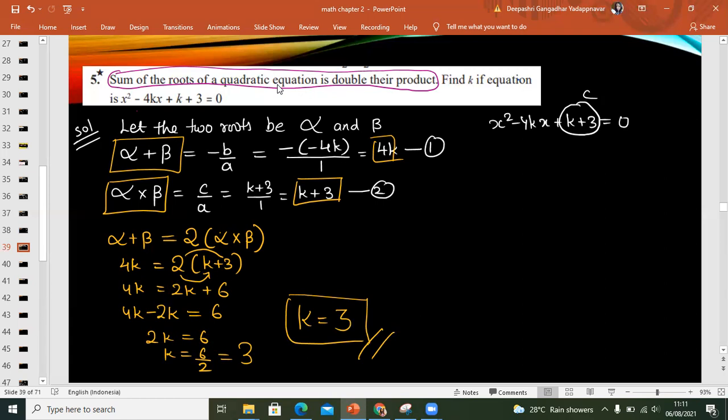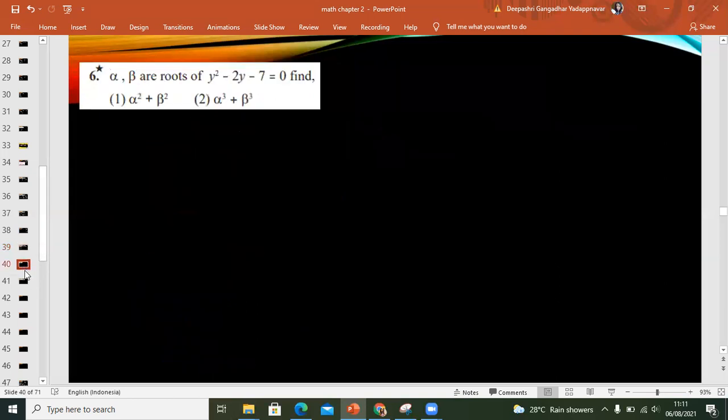Okay, let's go to next question. Question 6. Alpha, beta are roots of equation y square minus 2y minus 7 equal 0. Then the question is asking you to find alpha square plus beta square. And the next question is alpha cube plus beta cube. To solve this question, we have to first find out what is alpha plus beta value and what is alpha multiply beta value, because that is required.